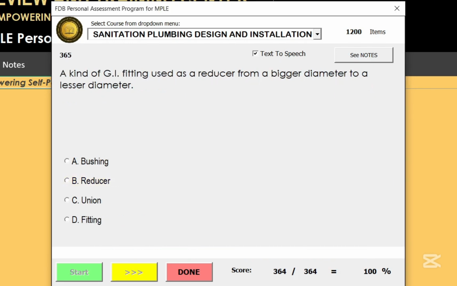A kind of GI fitting used as a reducer from a bigger diameter to a lesser diameter. A. Bushing. B. Reducer. C. Union. D. Fitting. Please pick your choice. Option A is your choice, and it's the correct answer. Well done.